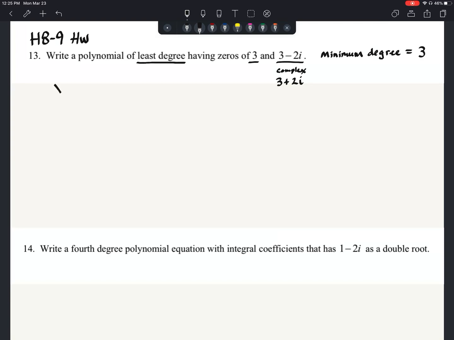So our zeros, or our roots, we have x equals 3. We have x is going to equal 3 plus or minus 2i. Now, if those are the roots, remember, we can turn them into factors. I'm going to turn just the x equals 3 into the factor x minus 3.